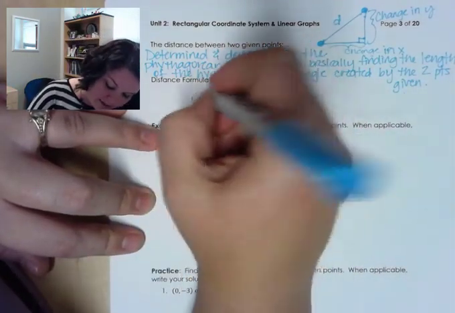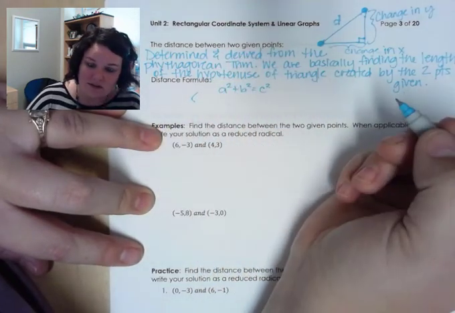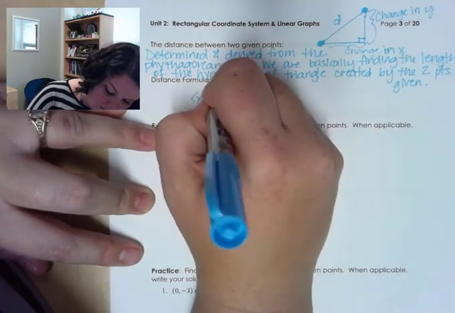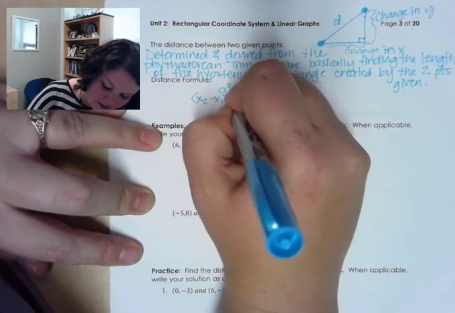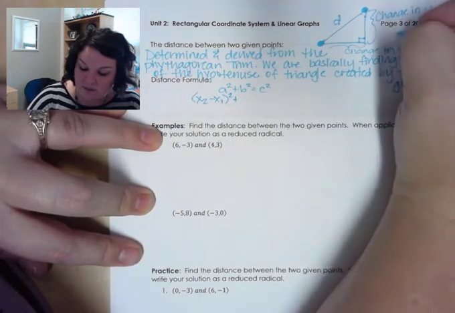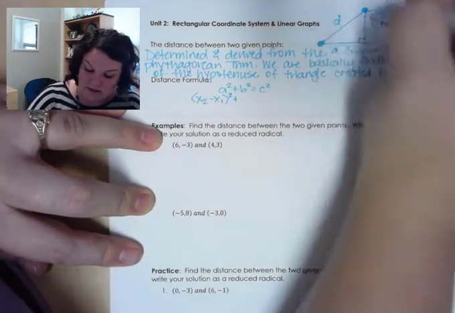So if I take my two x values and subtract them, x2 minus x1, and it's squared. And then remember, we're saying this is like our b, right? This is my a, my c.